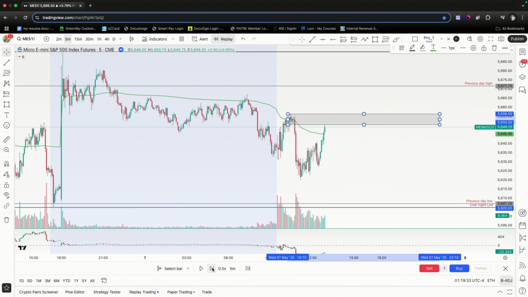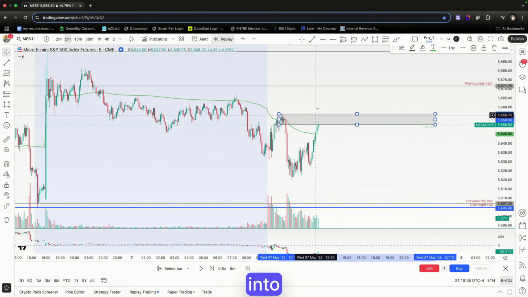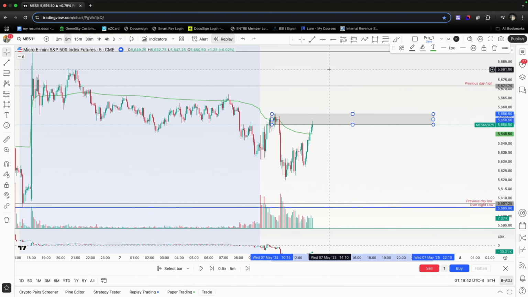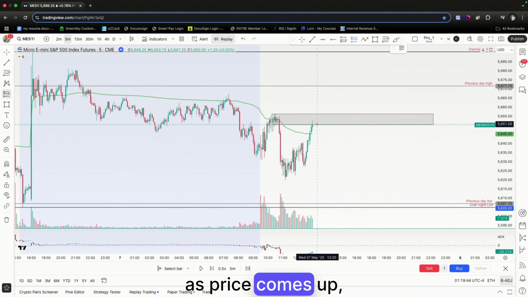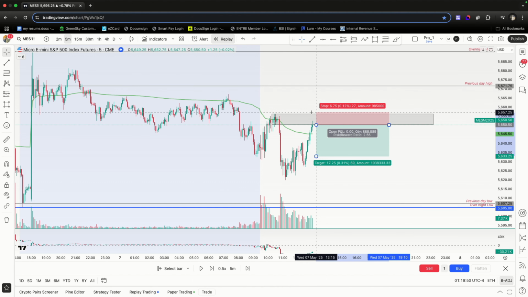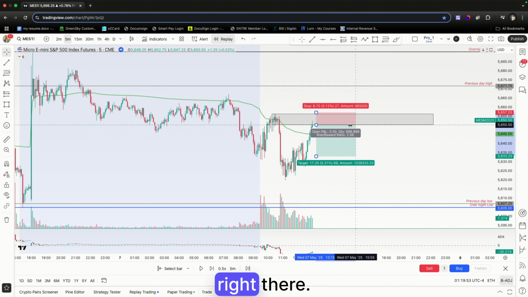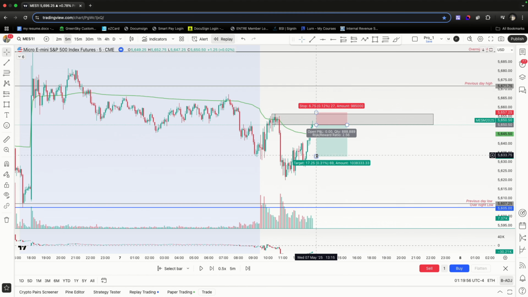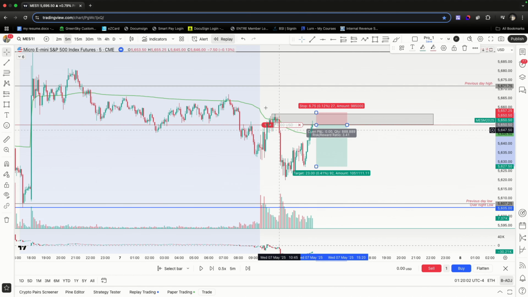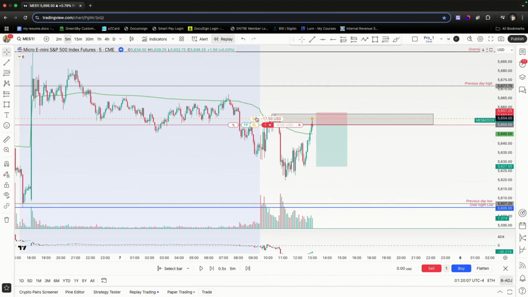And if price, like I said, comes back up into my supply zone, then we're looking to take a sell, right? So right here, as price comes up, touch my supply, I would take a sell, put my stop loss right there, and I would target the most recent low. All right, let's take a sell right there. We got a 3.41 hour trade. Let's see how well this trade plays out. Cool.